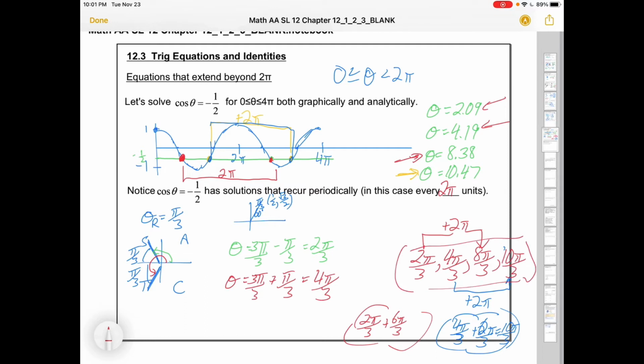So essentially what we can do is find the solutions that are in the first cycle and then just add on periods until we've exhausted our domain. If I added another 2 pi, that would get me beyond the far boundary of 4 pi. And if I went in the negative direction, like back here, I would be at negative angles, and I'm only allowed to go, according to this domain, from 0 to 4 pi. So there are our four solutions.